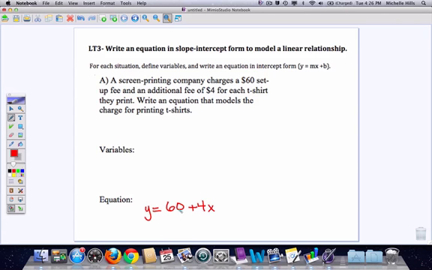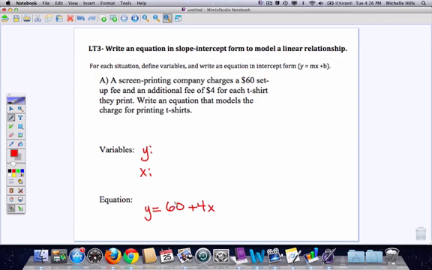A lot of people want to put the x with the 60, but they're not charging $60 more every time they do something. They're charging a single fee of $60. They charge $4 every time they make another t-shirt, so I need the plus 4x. In this case, the variables are not numbers. The variables are what the y stands for and what the x stands for in this problem.